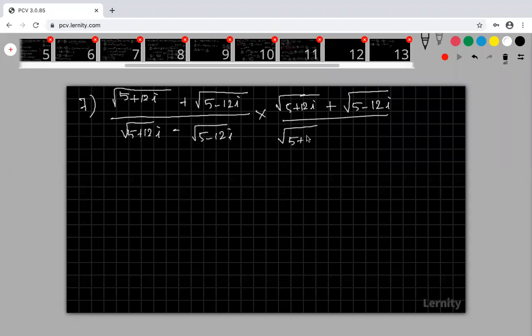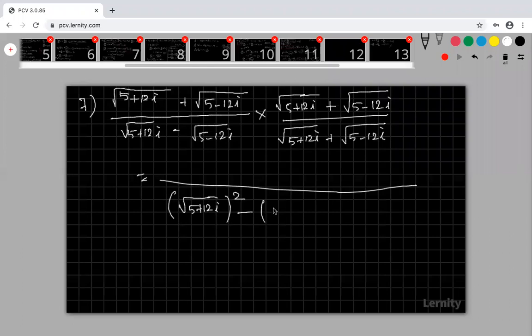So root of 5 plus 12i plus root of 5 minus 12i. So then what happened? I know the denominator. My denominator is a plus b, a minus b, which means a square minus b square. What is my a square? Root of 5 plus 12i the whole square, minus root of 5 minus 12i the whole square. I'm just applying the a plus b, a minus b formula.